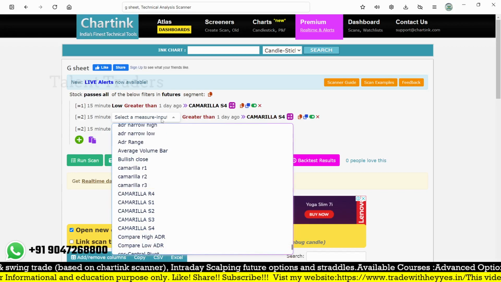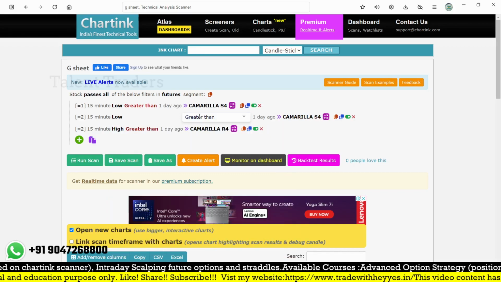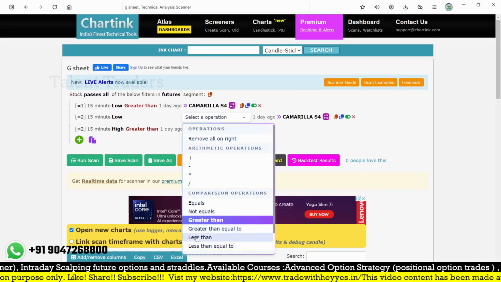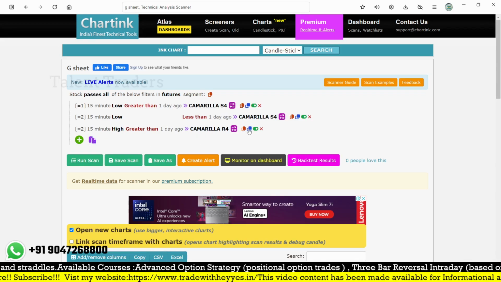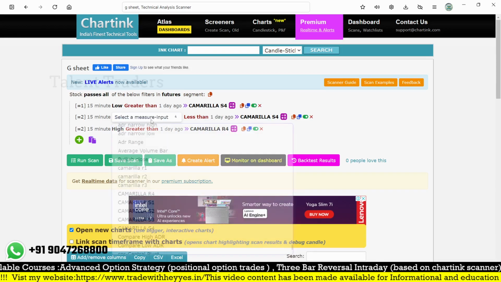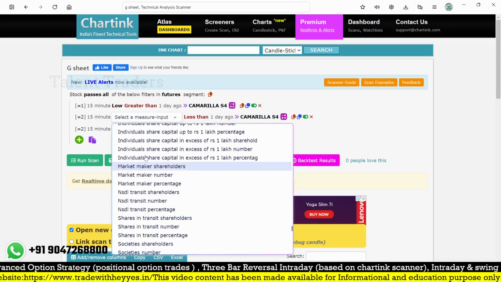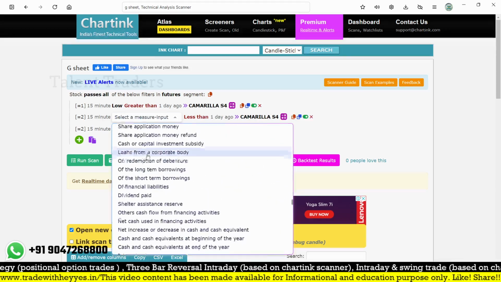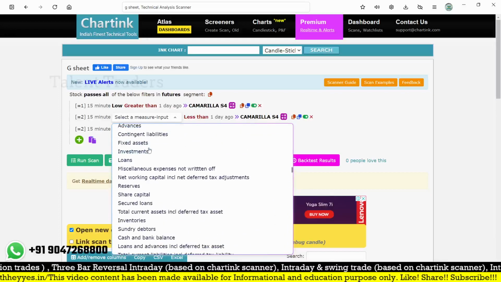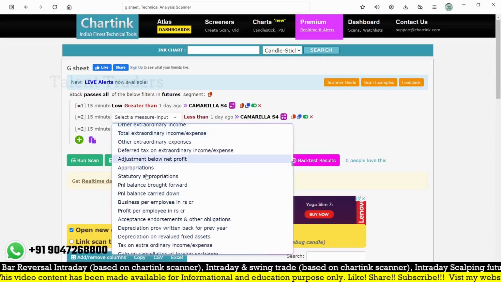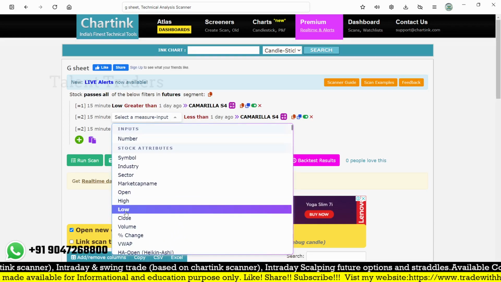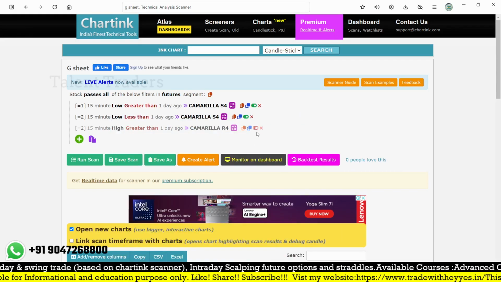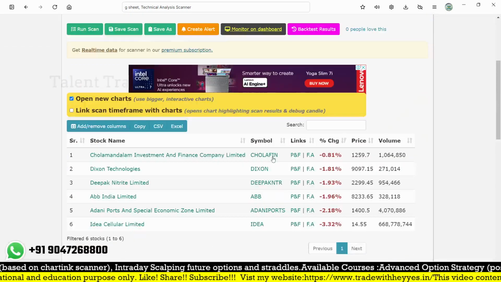Second candle. Use that. I think there is some internet issue. Okay, this will tell you what stocks are in the second candle.